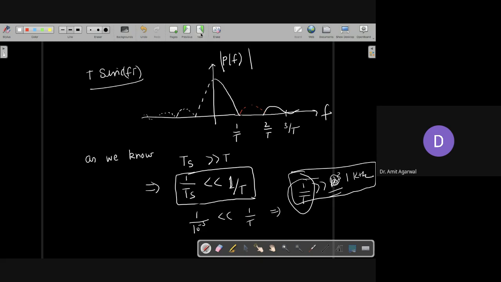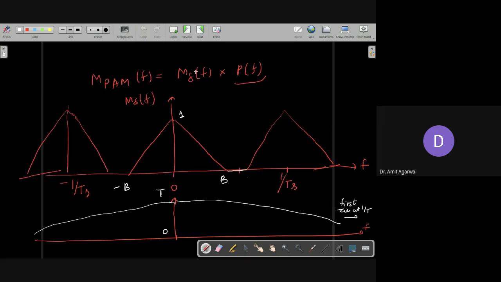Why am I doing this? Because I wanted to plot or multiply these two, right? Our aim was to evaluate the spectra of your PAM signal, which was nothing but the multiplication of the spectra of the ideal sampled signal with the spectra of the pulse. Since I am only interested in magnitude, I am just considering magnitudes.